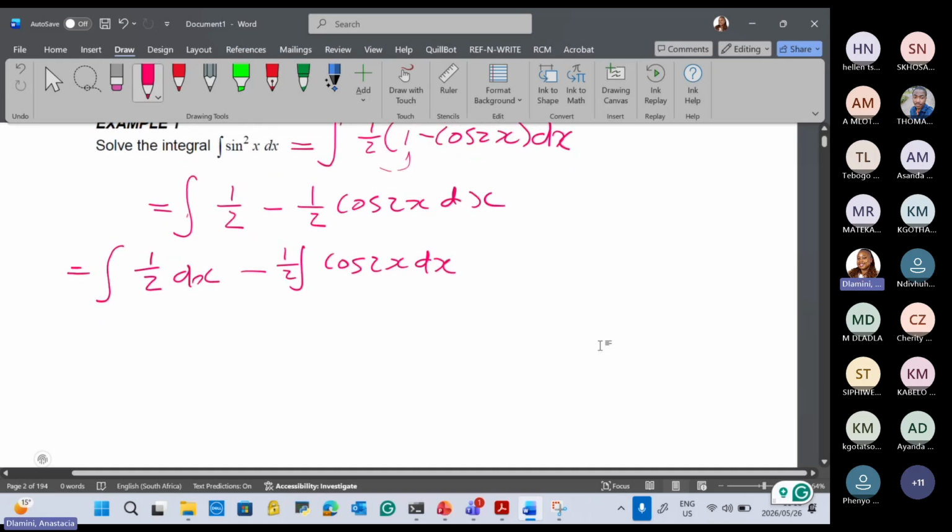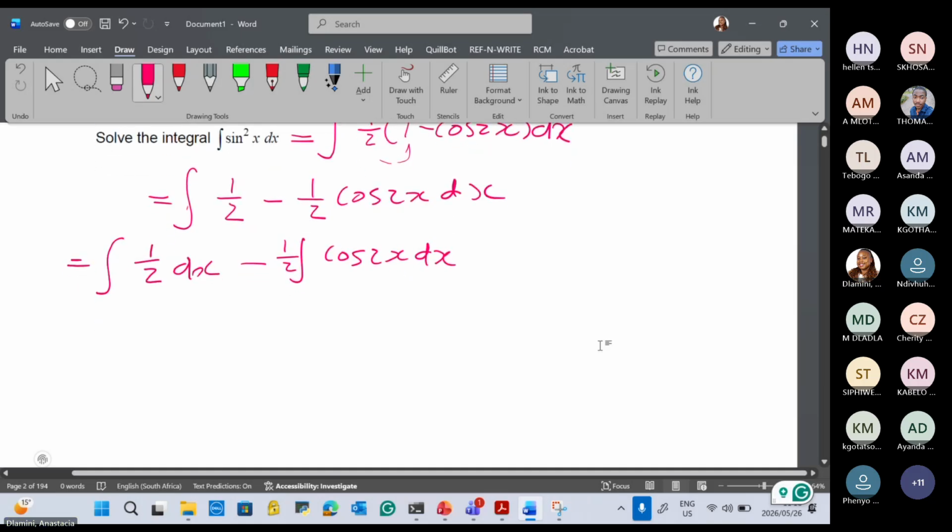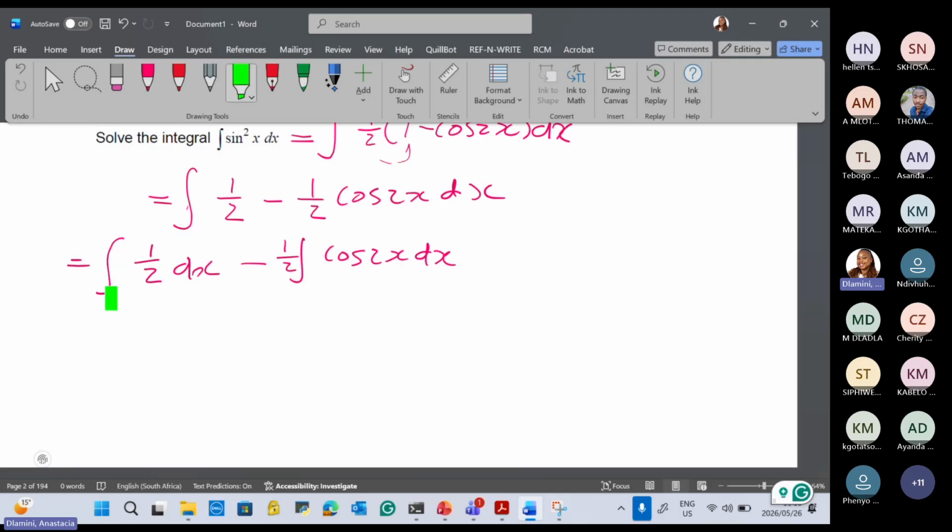Now, let's go back. Can we integrate the first part? What is the integral of this? 0? The integral, not the derivative. Is half x. Half x. Well done. Do you understand why it is half x, guys? Yes, because if we do the reverse, it will give us half. Is there a person who doesn't understand why we got half x? Okay, can you please explain, ma'am?